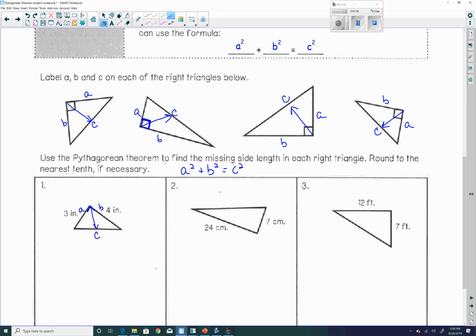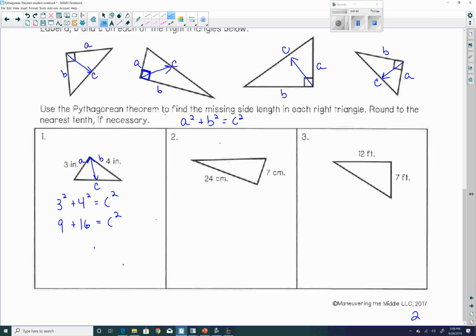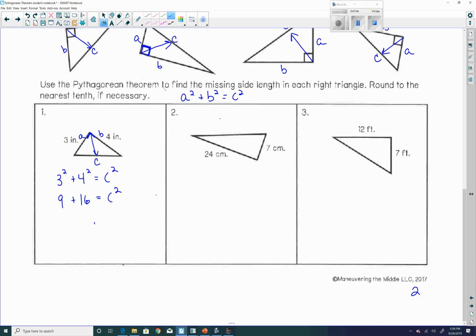So let's set this up. 3 squared plus 4 squared should equal C squared. So 3 squared, 3 times 3 is 9. 4 squared, 4 times 4 is 16, should equal C squared. 9 plus 16 is 25, so 25 equals C squared.